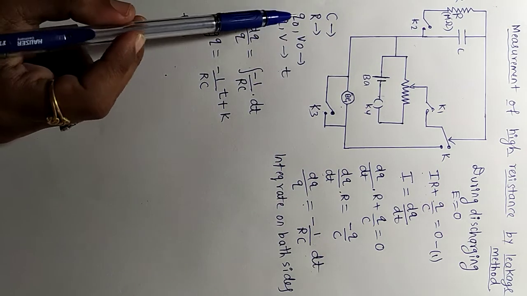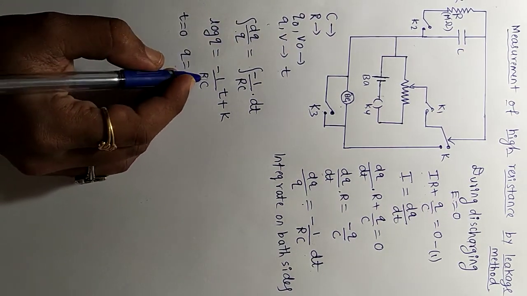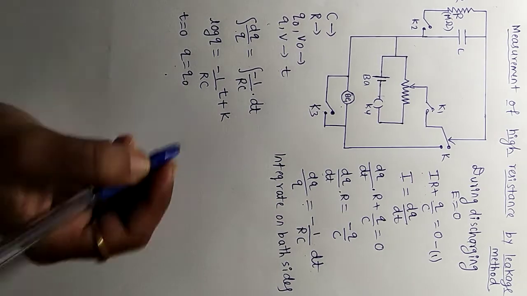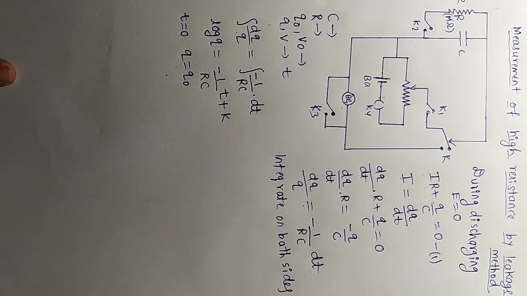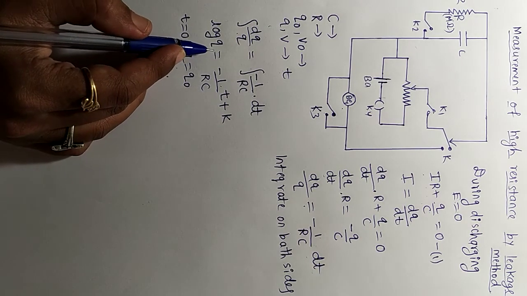So when time is 0, how many charges have been stored in the capacitor? Maximum charges will be there. So when time is 0, q is equal to what? We are getting q naught, because maximum charges will be there. So if you substitute these two values in the above equation, what will be the new equation?